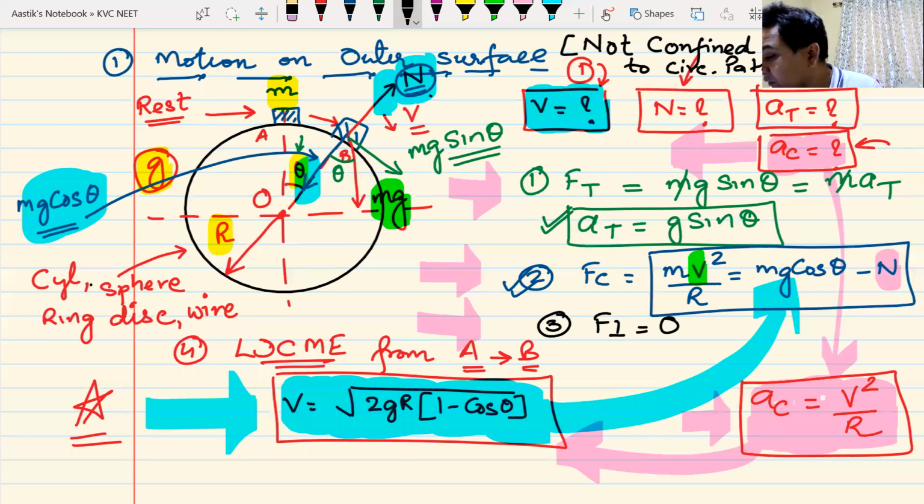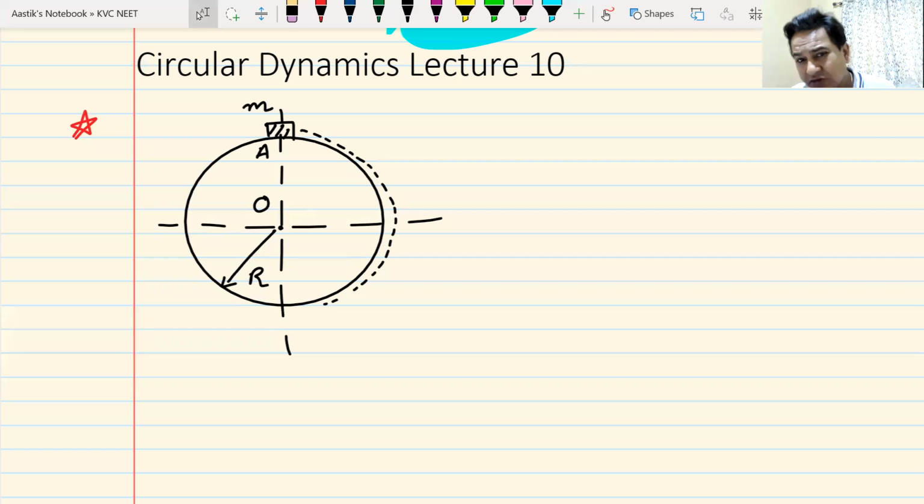But here, right now, what I'm asking for you to tell me, and I would like some answers quickly because I don't have time till eternity. What happens? Does the block keep on sliding or something happens? Remember, this is motion on the outer surface, not confined to a circular path. What happens? Anyone? Online class, offline class, will it keep on moving like this along the dotted line? Or will something happen in between?